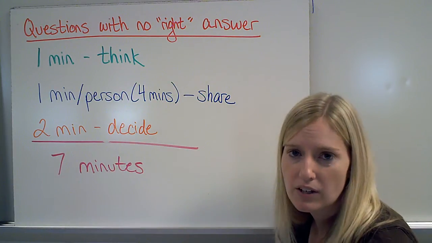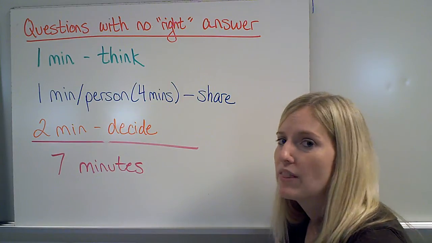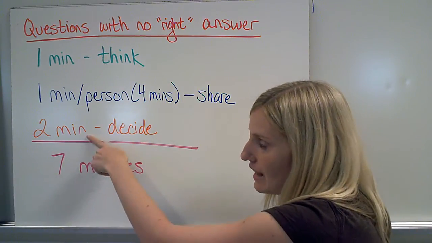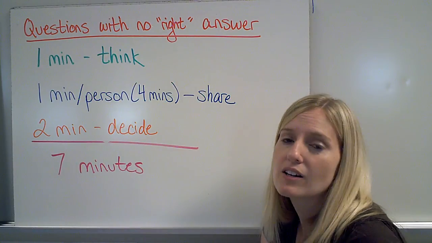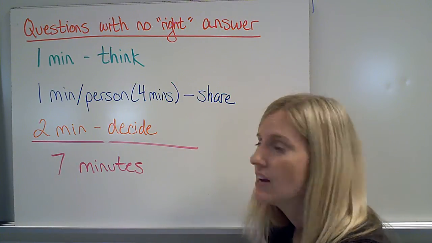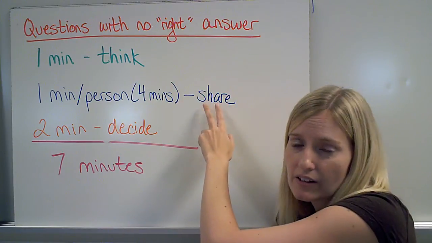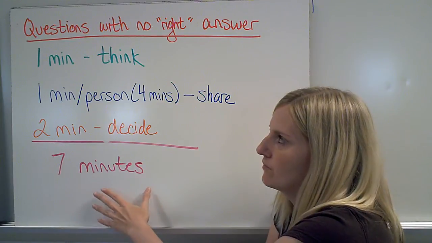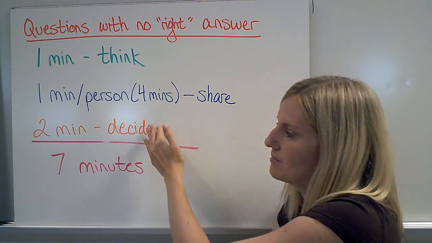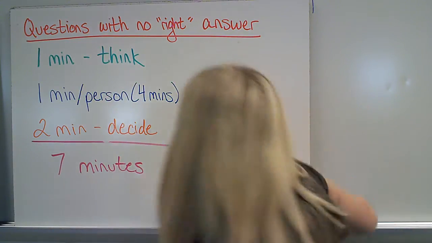The timekeeper is going to make sure that when there's about 2 minutes left of those 7 minutes, you guys are deciding on your answer and that you're not still sharing random thoughts. So the timekeeper kind of has this timeline in his or her mind.